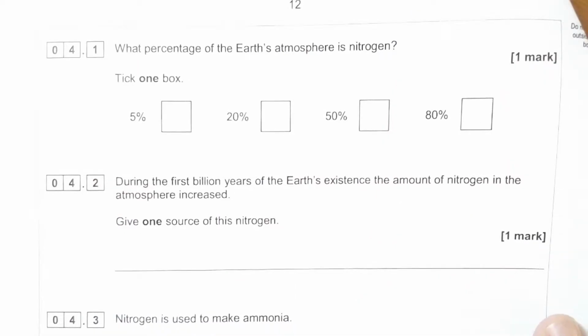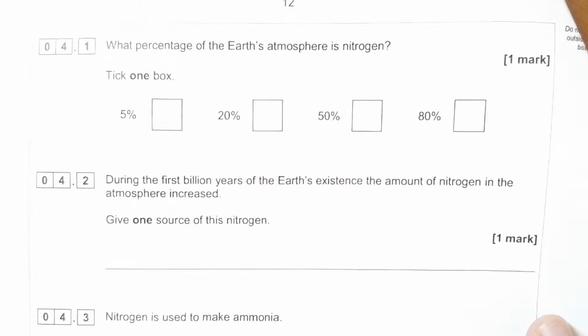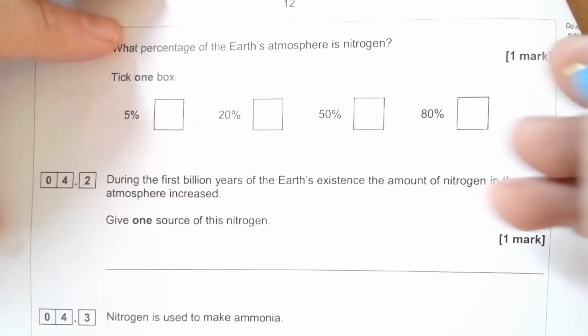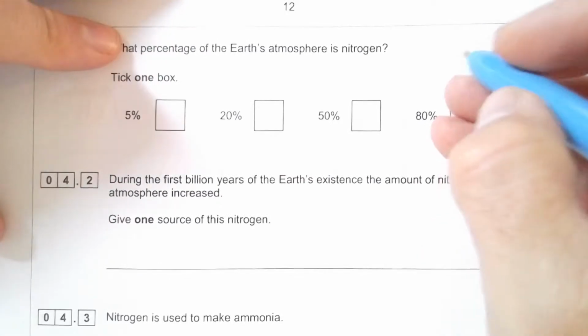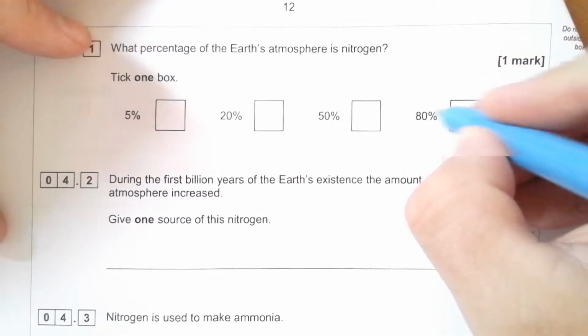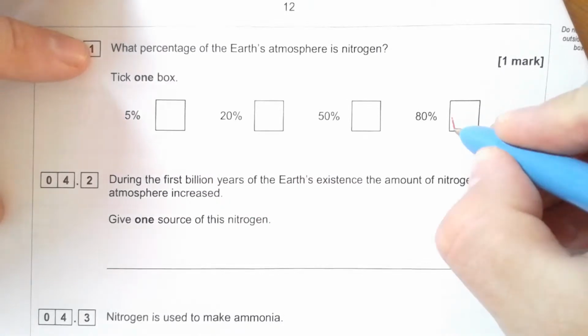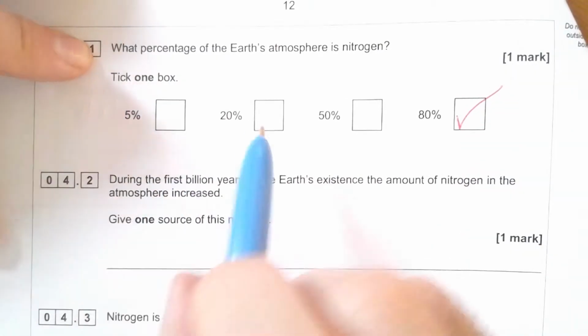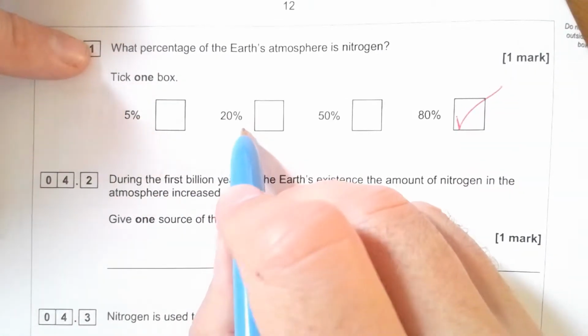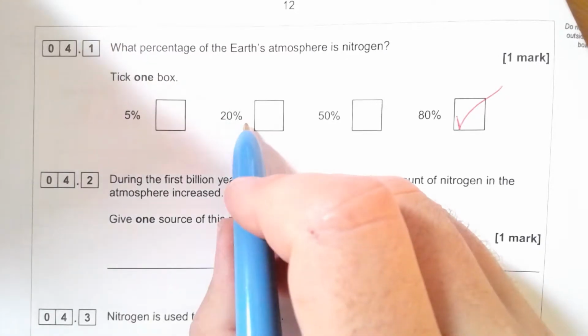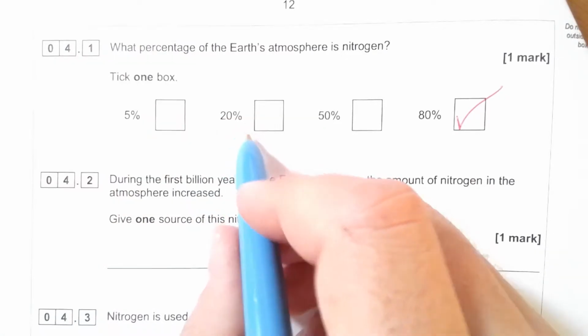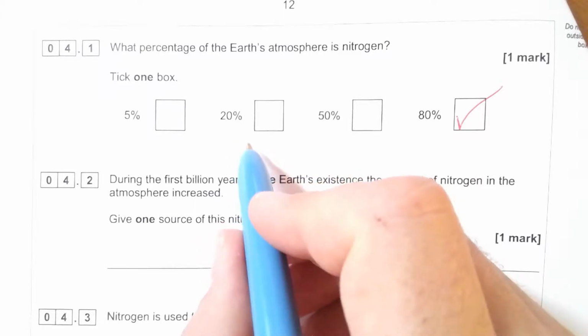So 4.1 looks at the Earth's atmosphere, nitrogen and things like that, and fertilizers. 4.1, what percentage of the Earth's atmosphere is nitrogen? So we all know that nitrogen is 78%, which is close to 80%. When we're looking at 20%, 21% will be oxygen. Carbon dioxide is 0.03 to 0.04%, and the rest is argon and other trace gases.